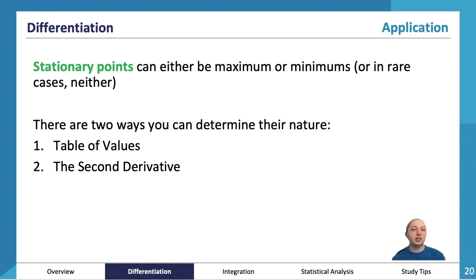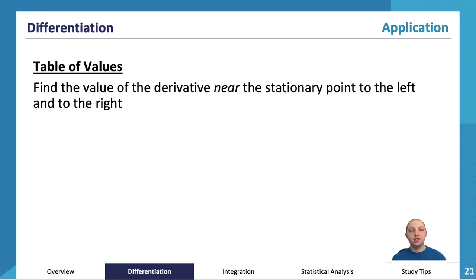So unless your second derivative is really hard to find, which sometimes it is, it's got to be either really long to find, or you don't know how to find it. If you're like me and you just don't want to find the differential of a log, then I would do the table of values. So yeah, table of values is just finding the value of the derivative near the stationary point to the left and to the right.